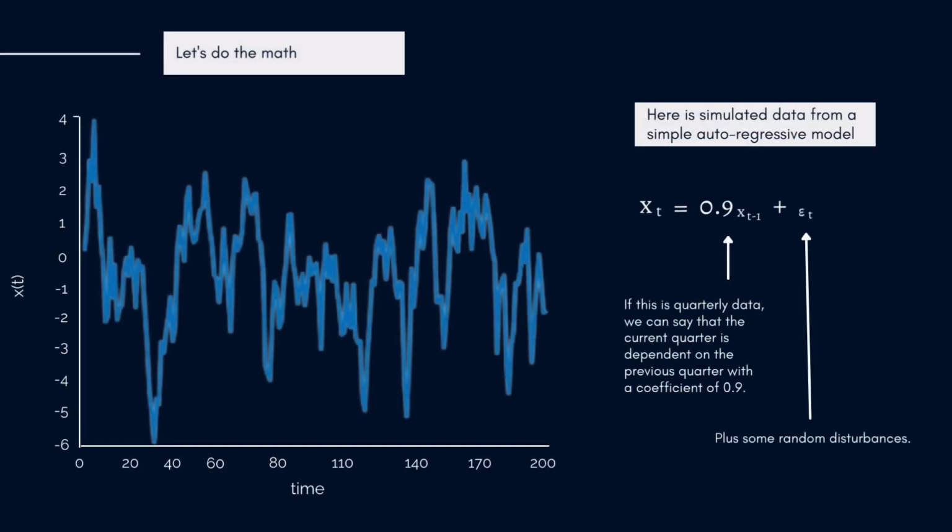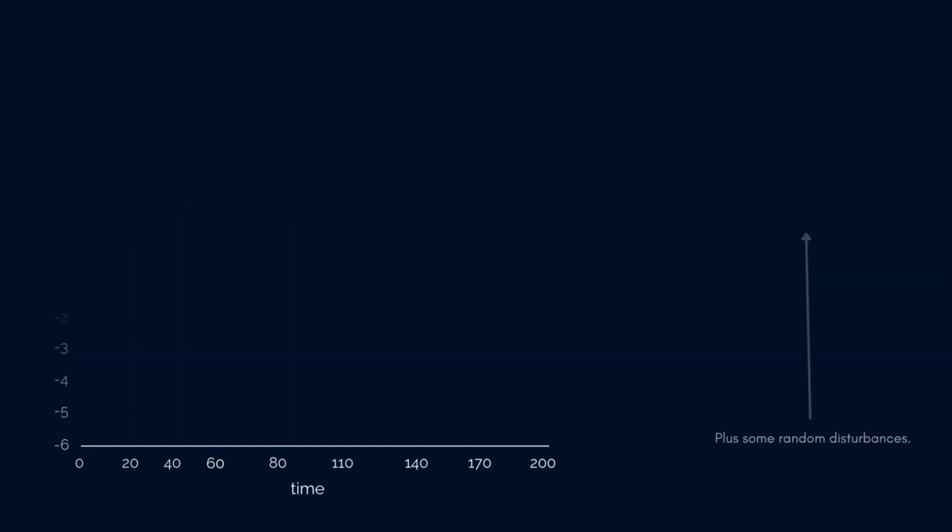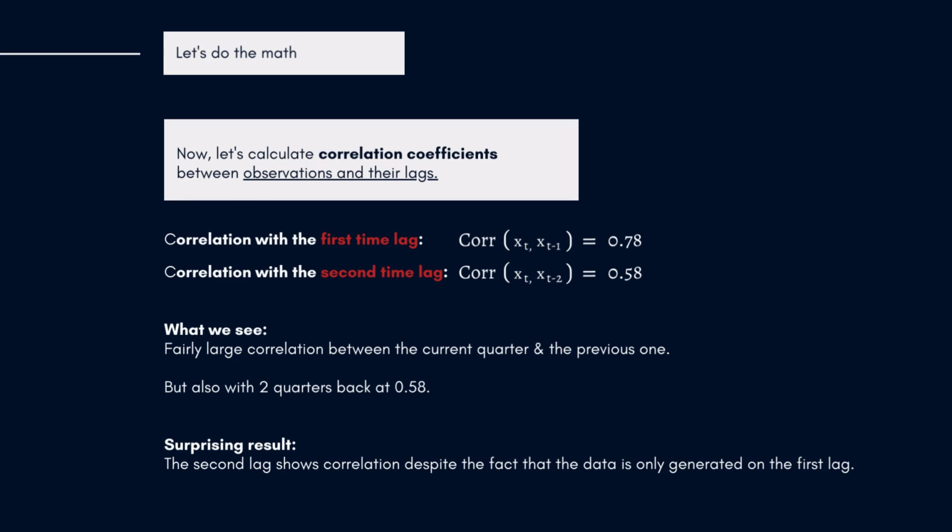Here's simulated data from a simple autoregressive model. If this is quarterly data, we can say that the current quarter is dependent on the previous quarter with a coefficient of 0.9. We've also added some random disturbances. Now, let's calculate correlation coefficients between observations and their lags.